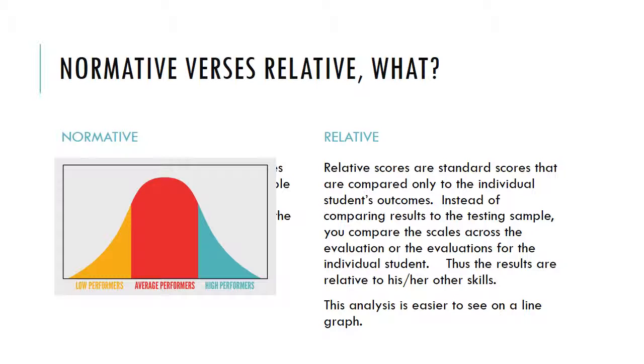Relative scores are standard scores that are compared only to the individual student's outcomes. Instead of comparing results to the whole testing sample, you compare the scores of the evaluation for the individual student. Thus, the results are relative to his own skills. This analysis is easier to see on a line graph.